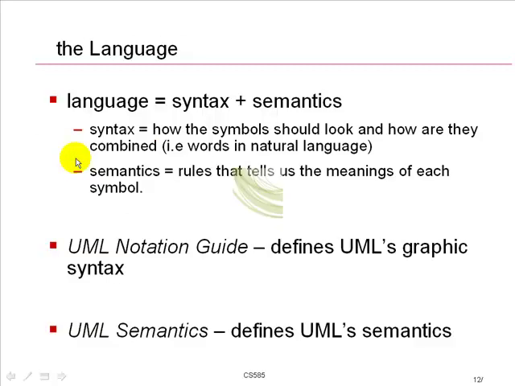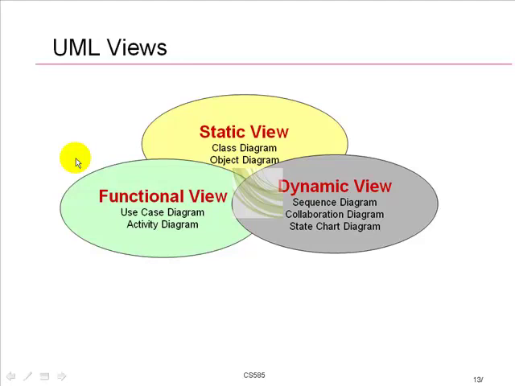So the UML notation guide defines the graphical depictions of a diagram, while the UML semantics define the meanings of the taxonomy and terminology used in UML. What does a class mean? What does an interface mean? What is an abstract? What is a line going between a class and an interface? What is a dotted line going between a class and an interface with a pointing arrow? What all those things mean is defined in the UML semantics.